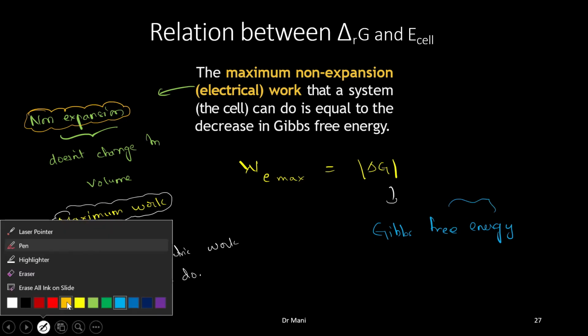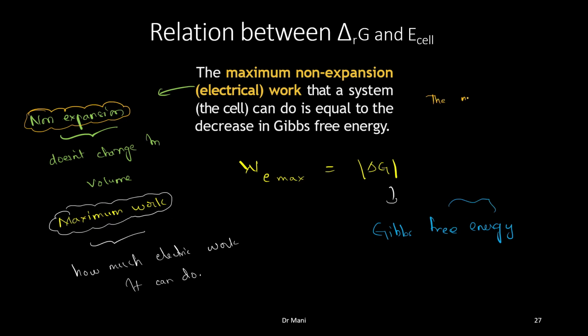The more negative delta G for a cell reaction is, the more electrical work it can do, or the more power it can supply. The more electrical work the cell can potentially perform.